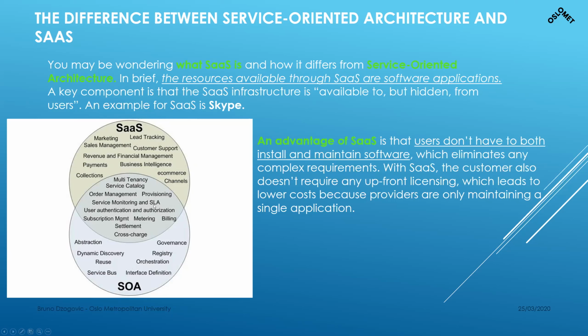That doesn't happen in software as a service, but multi-tenancy, service catalogs, monitoring, and service level agreements are all part of the agenda of both management models. The advantage of software as a service is that users don't have to install and maintain software. In a service-oriented architecture, they kind of do. In the case of software as a service, you just install Skype and that's it. In the background, all of that is being managed.